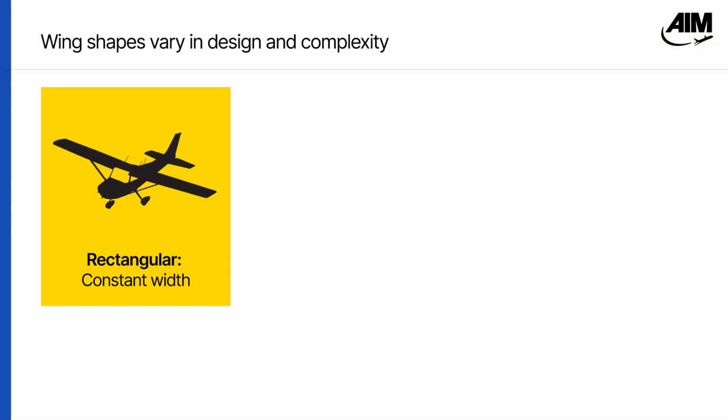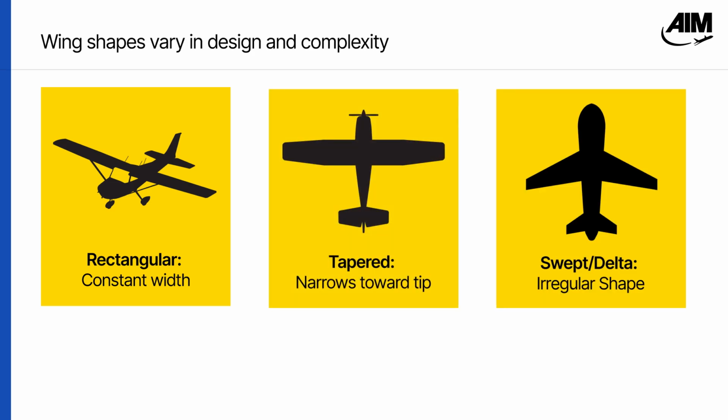Wings do not all follow the same shape. Some are rectangular with the same width from root to tip. Others taper outward. And some have more complex designs. The shape you are working with determines how the area is measured.